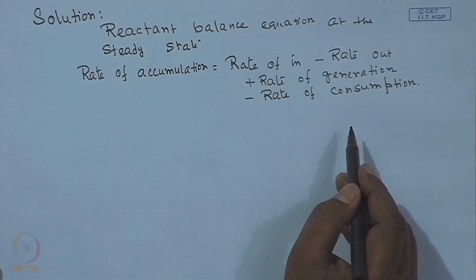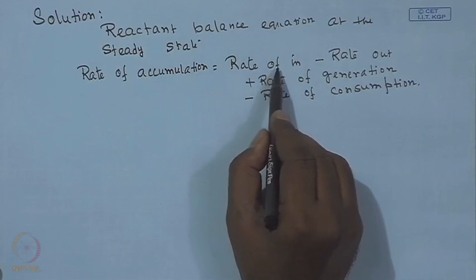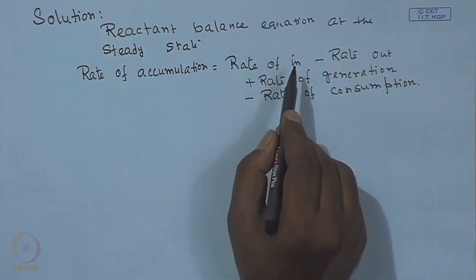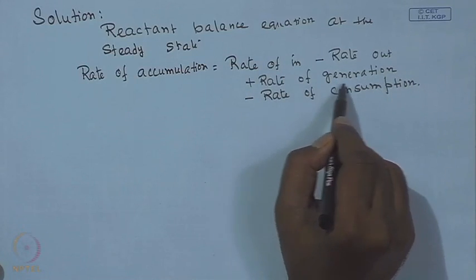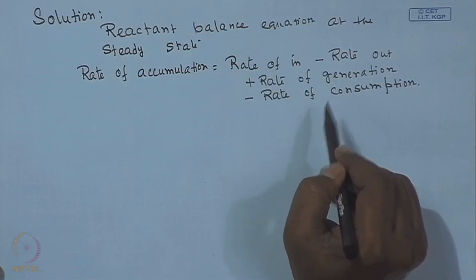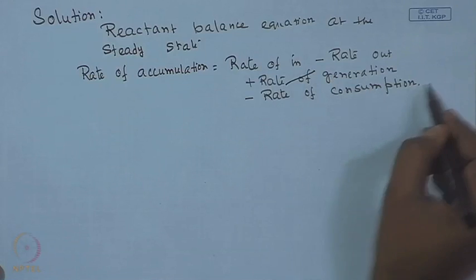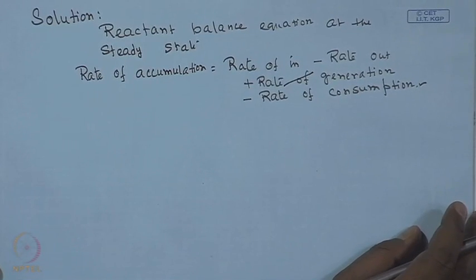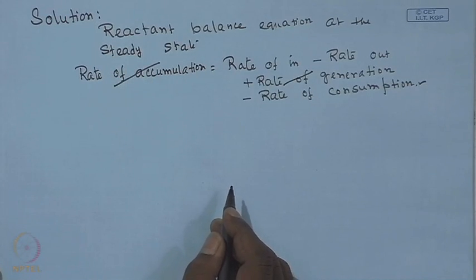So, in our case the rate of going into the system is there, the reactant going out of the system is there, but there is no generation of the reactant in your system, but the reactant is continually consumed because of the reaction. So, the rate of generation term will not be there and the rate of consumption term will be there. Since we are talking about a steady state operation, the rate of accumulation, which is the time dependent part, will not be there, because the steady state is basically the time independent portion of the profile of the operation.